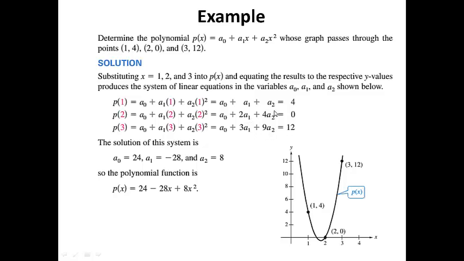Now we simply form the augmented matrix, solve the system, and arrive at the solution: a0 = 24, a1 = -28, and a2 = 8. Substituting this back into our polynomial function, we end up with the required polynomial function, which is p(x) = 24 - 28x + 8x^2. And using your iPad, Math Studio, we can graph this function very easily. So that is our first example, polynomial curve fitting.